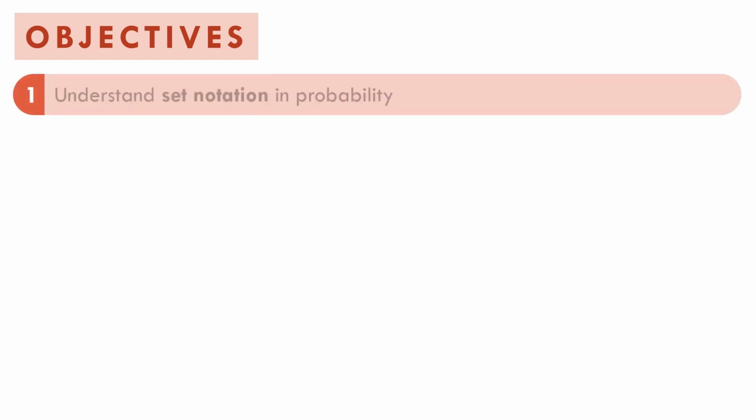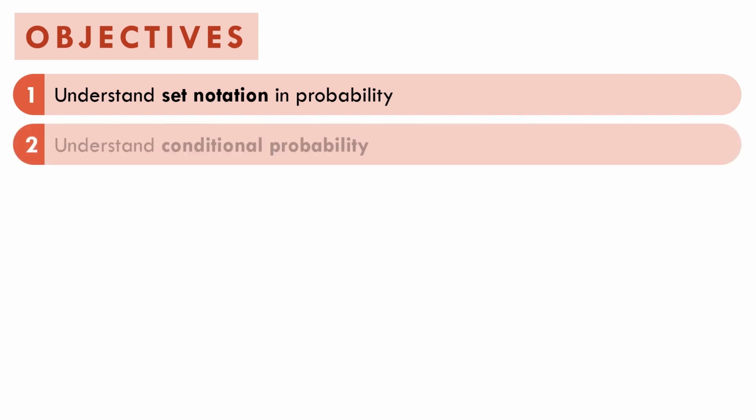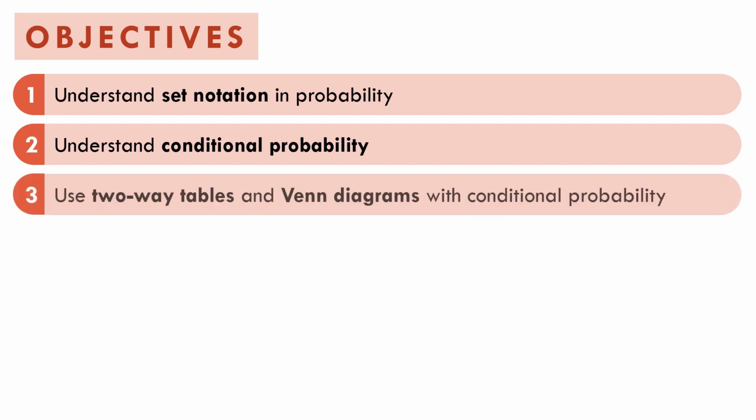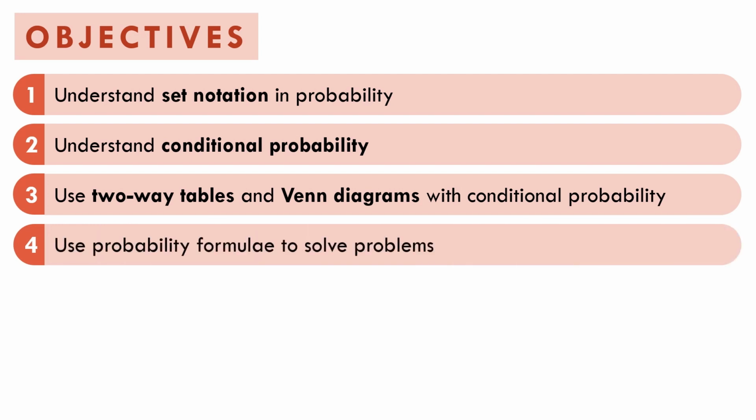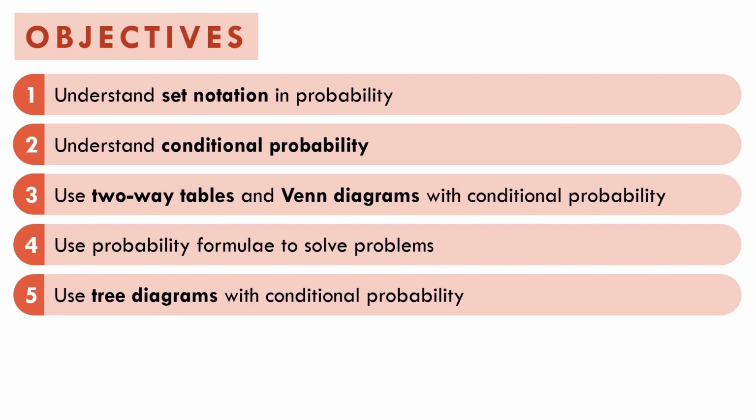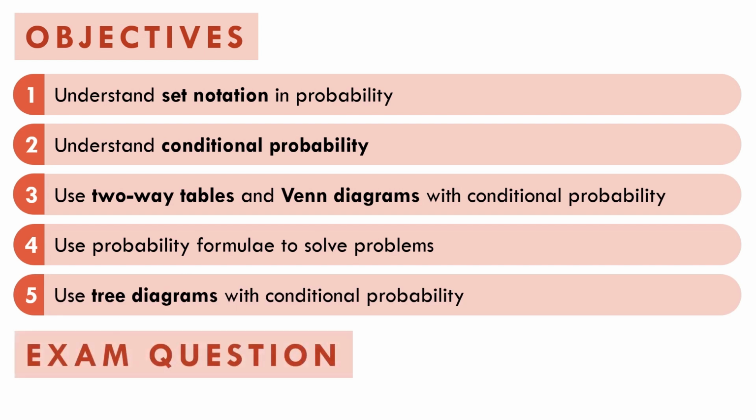So first of all, looking at our objectives, our first one is to understand set notation in probability. Our second one is to understand conditional probability. Our third is to use two-way tables and Venn diagrams for conditional probability. Our fourth is to use probability formulae to solve problems. And finally, use tree diagrams with conditional probability. And then to finish off with an exam question.